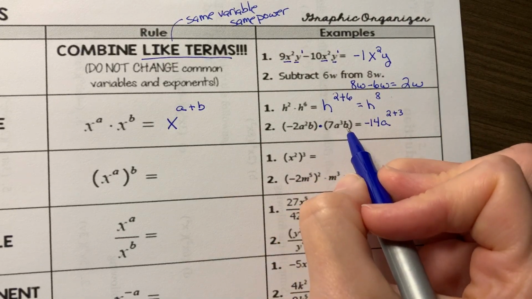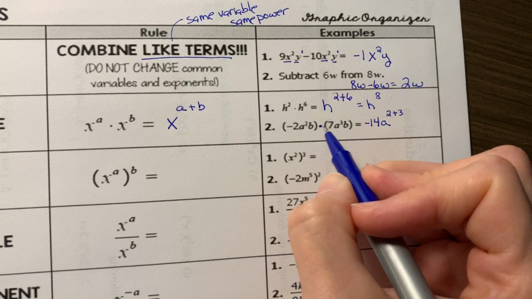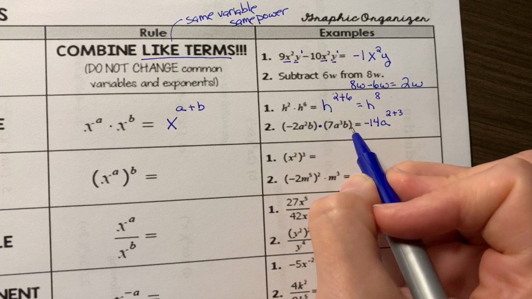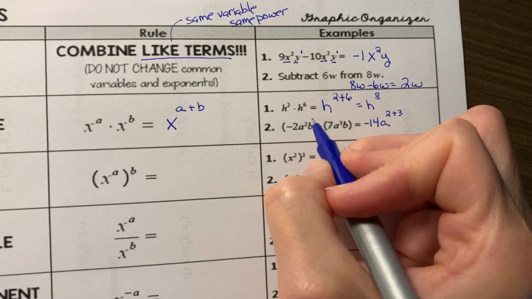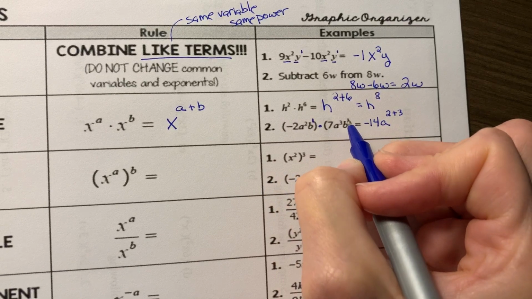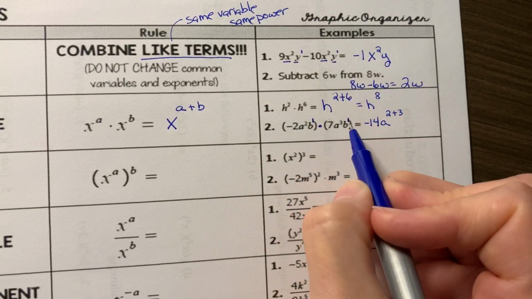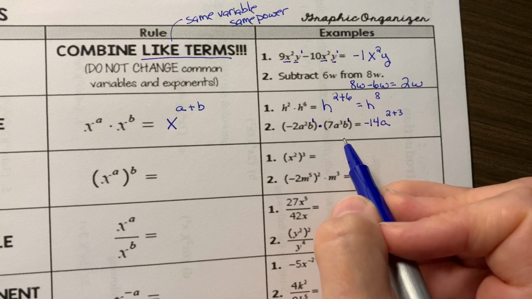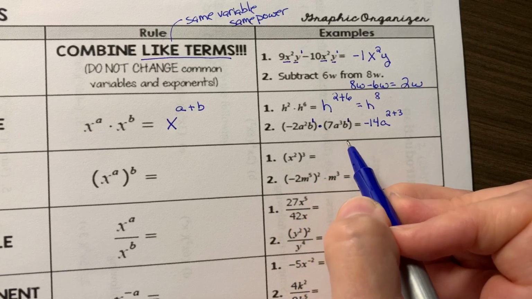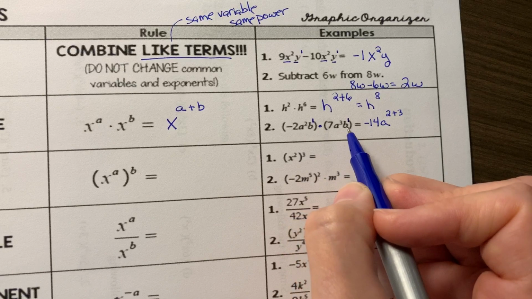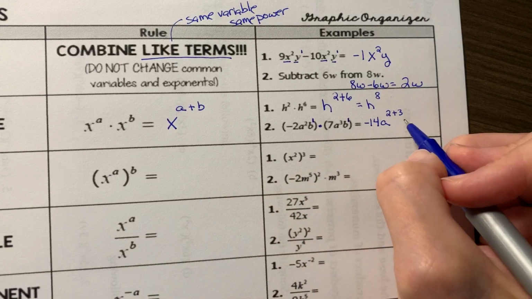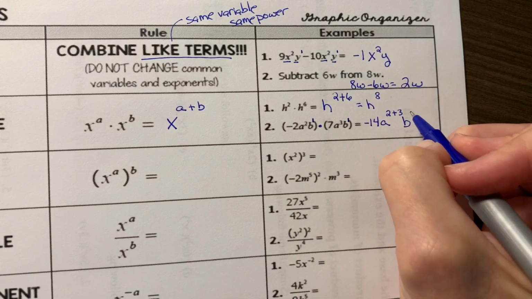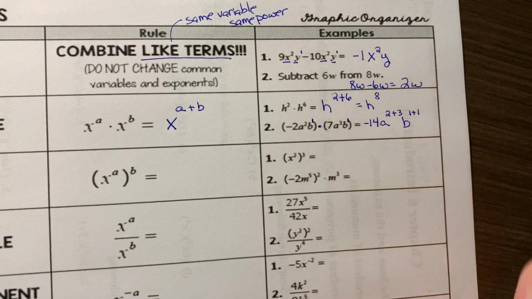B gets multiplied by B, and then I'm looking at this and going, hey, wait a minute, this doesn't have any exponents. Whenever you don't see an exponent, I really recommend you add that invisible 1 in there. Because every number, every variable has an exponent. If you don't see it, it's a 1. So this is going to become: keep the base, B, add the exponents, 1 plus 1.